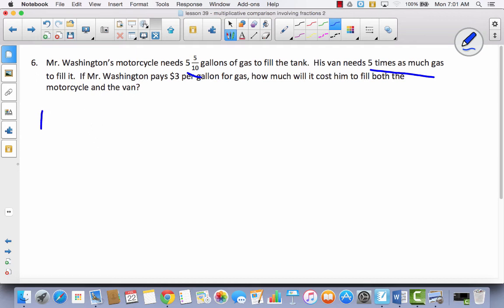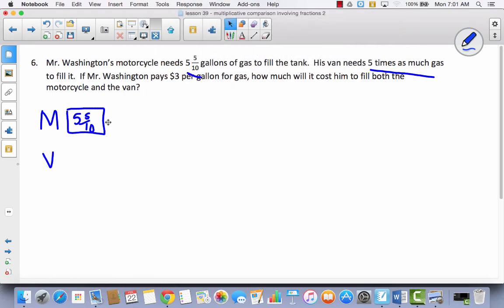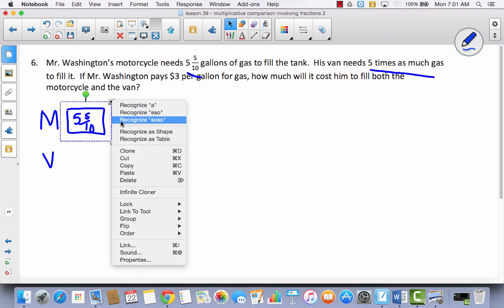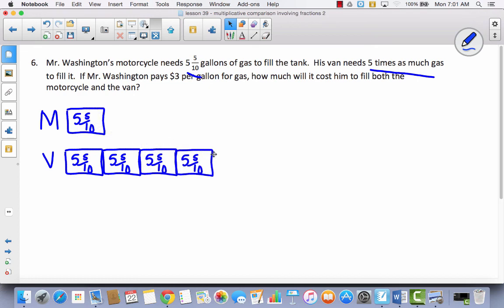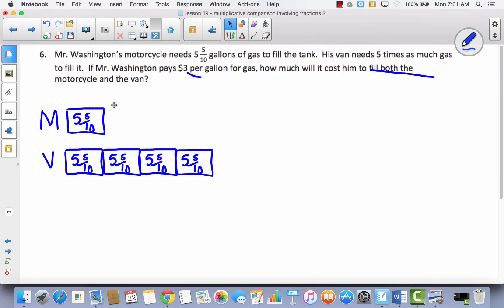So I'm hearing some of those comparison words. So I'm going to start with the motorcycle, and then I've got the van. So the motorcycle takes 5 5/10 gallons to fill with gas. And it says that the van takes 5 times as much. So I'm going to go ahead and clone this 5 times. So I've got 1, 2, 3, 4, and 5.